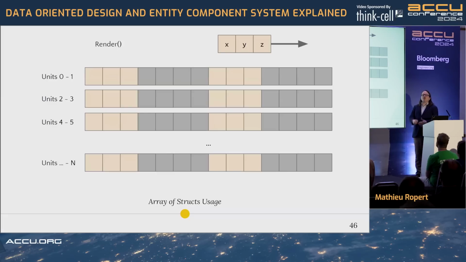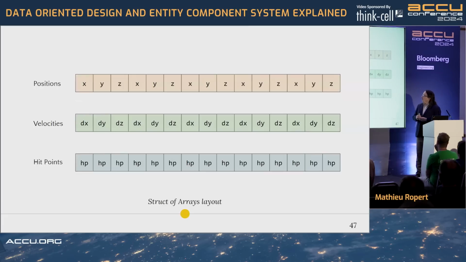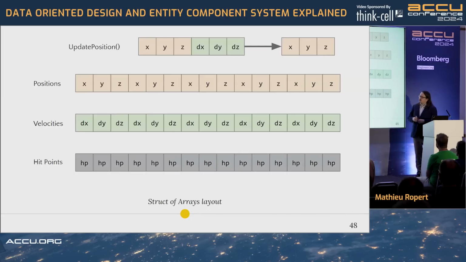Most of those updates will have the same problem. They don't care about all those fields, only certain fields. Now, what if we do it this way instead? We have 3 vectors. They all have the same size. That's a prerequisite, or else we have a problem. One of them is just a bunch of XYZ. The other one is a bunch of DX, DY, DZ. And the last one is HP, a bunch of ints. Those are our 3 vectors. And now we run update position.